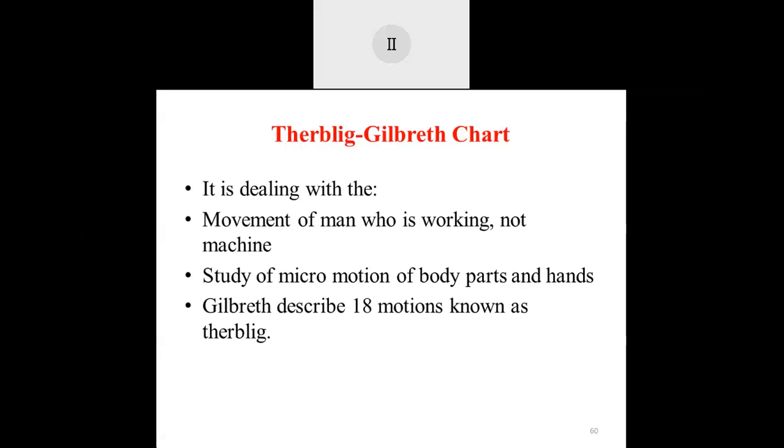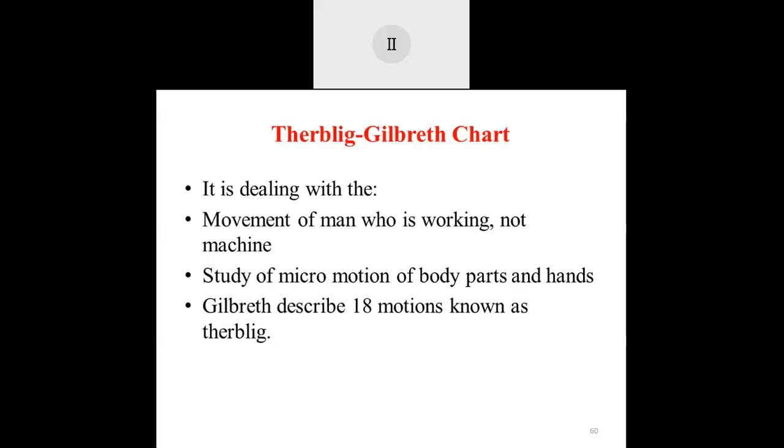The Therblig chart deals with the movement of the man who is working, not the machine. So the Therblig chart will give you data related to the movement of human beings during working, meaning when he is working. It will not give you the machine movement. It will only give you the human being movement during working.